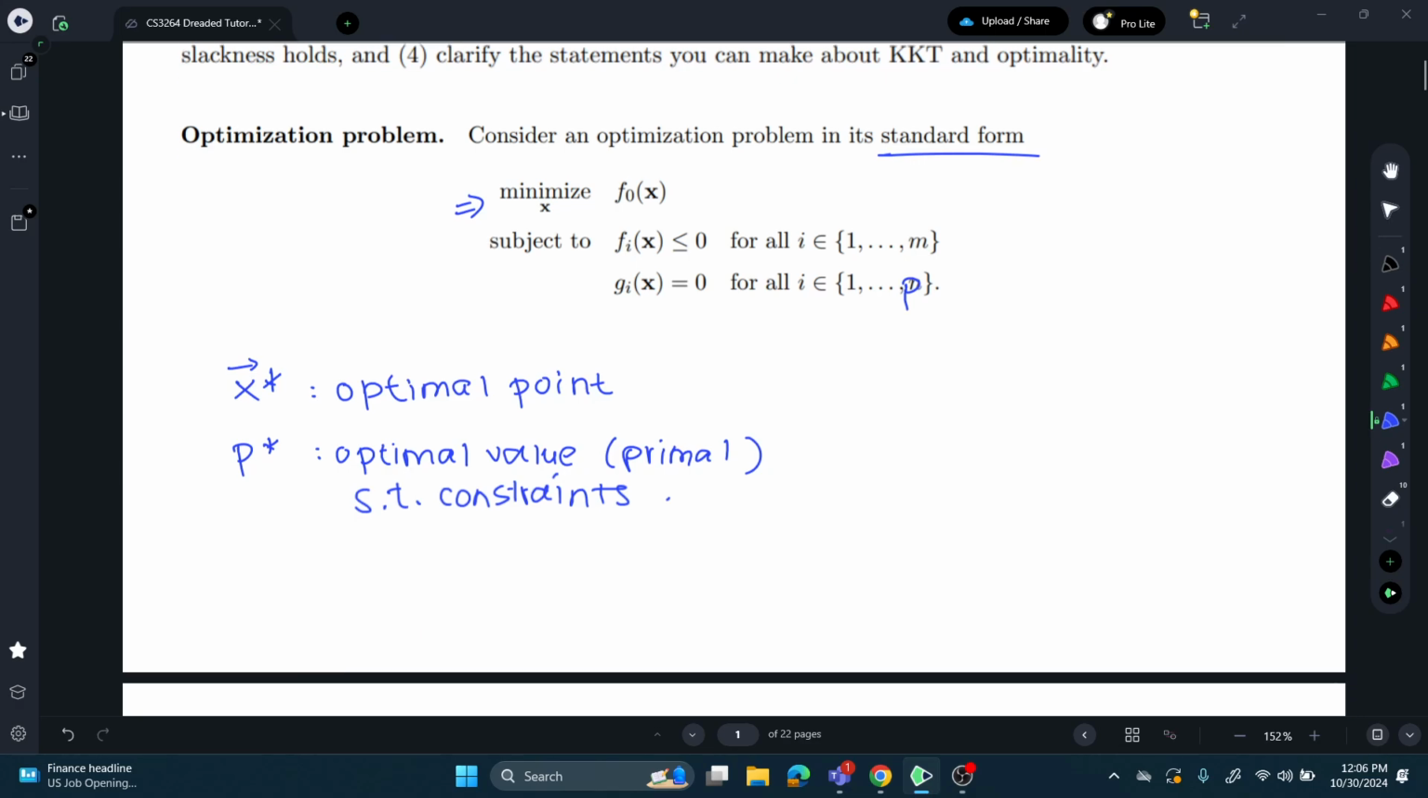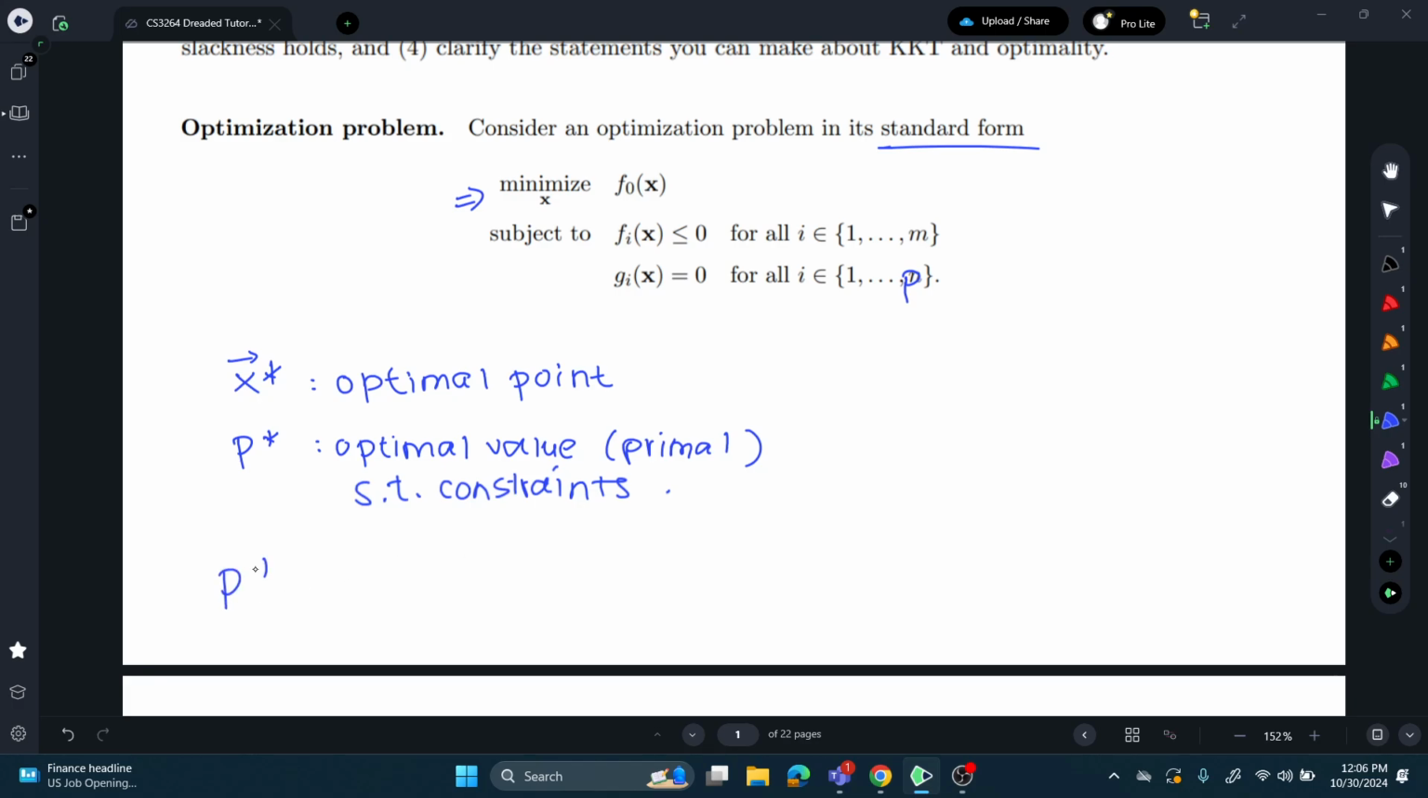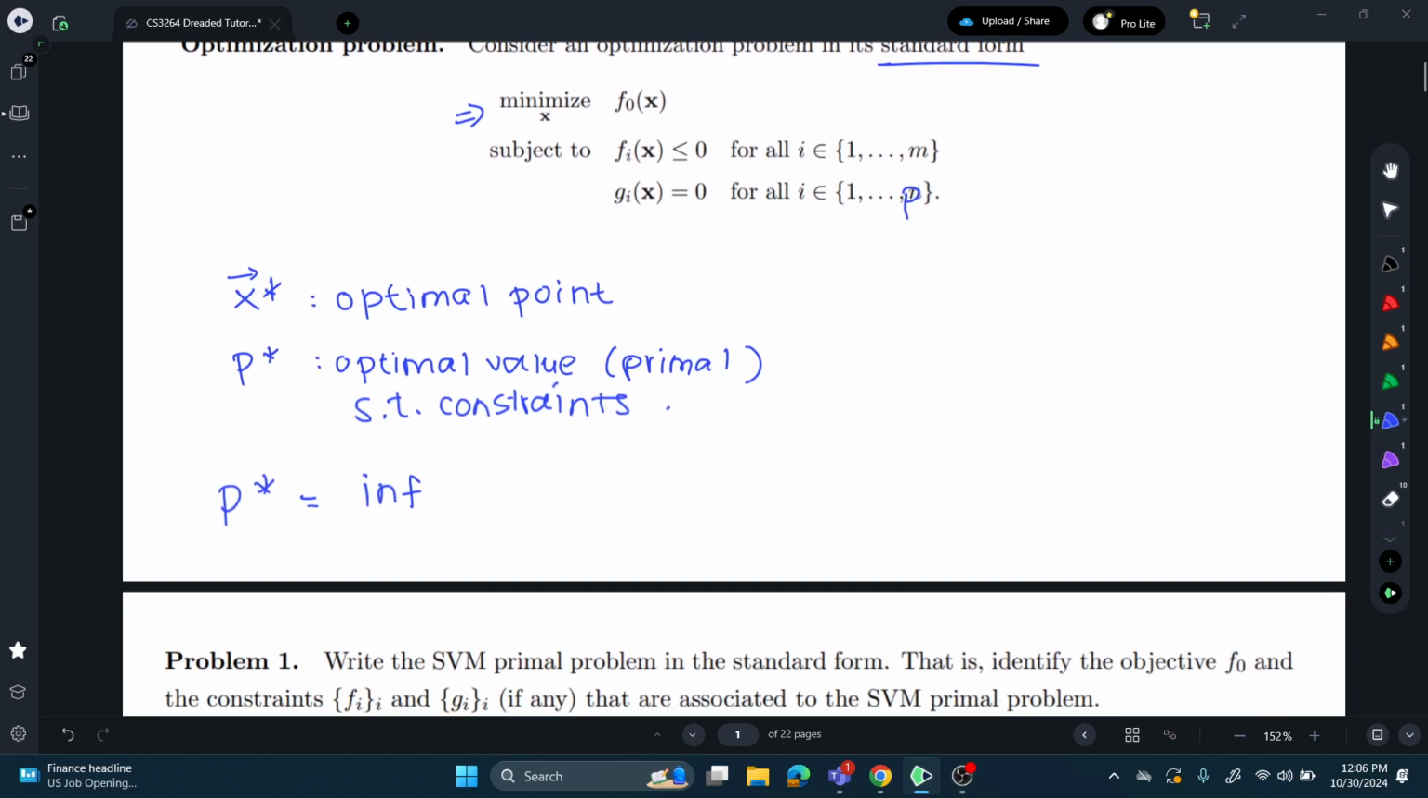If you want to define it more formally, your p star is what we call the infimum. I'm not sure if you tried to Google this, but there's a slight difference between the infimum operator and the minimum operator. The slight difference is, let's say my set is an interval: any real number between 0 and 1, but not including 0 and 1. If I want to find the minimum element inside this set, I will not be able to find it, because 0 is not included.